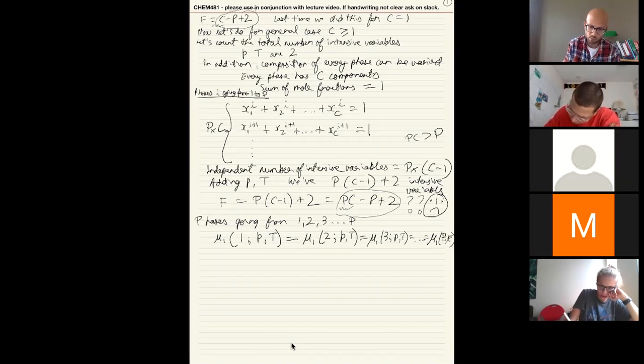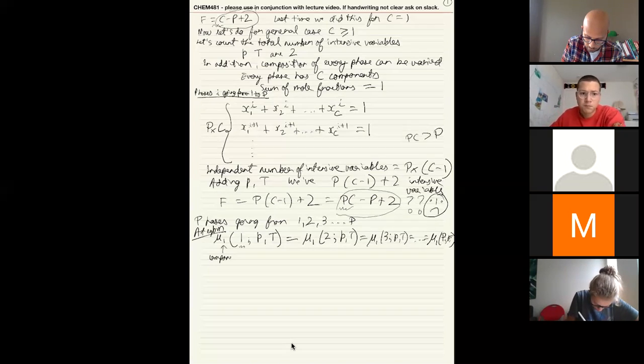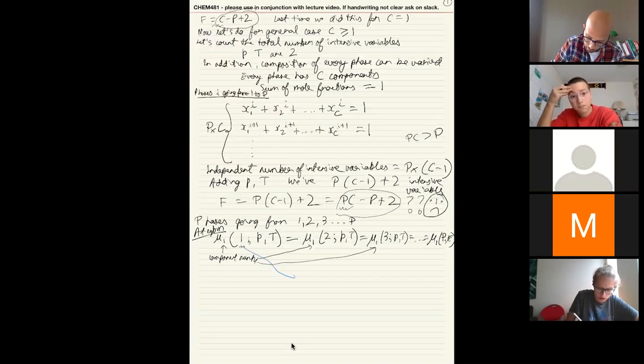So what have we said here? We have a C component system, right? We took component number 1 and we said that at equilibrium, the chemical potential of component number 1 should be the same as the chemical potential of component number 1 in phase number 1. This is component number, and this is phase number, right? So we have a few equations.